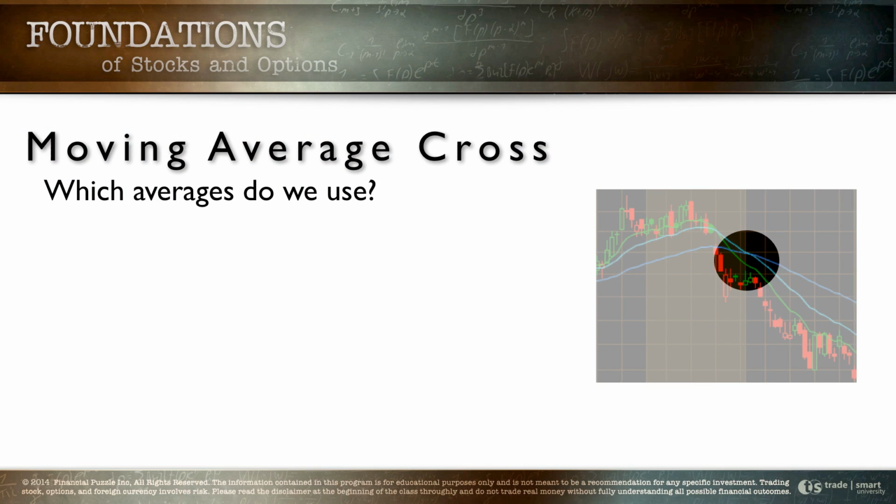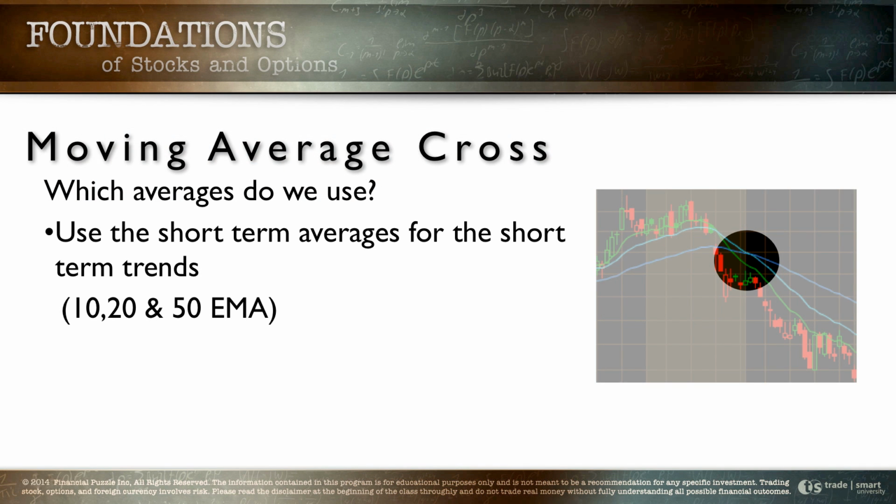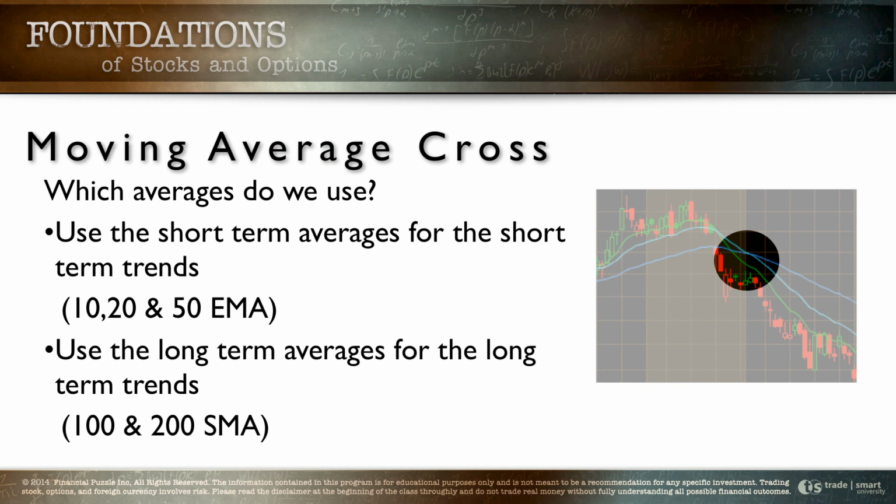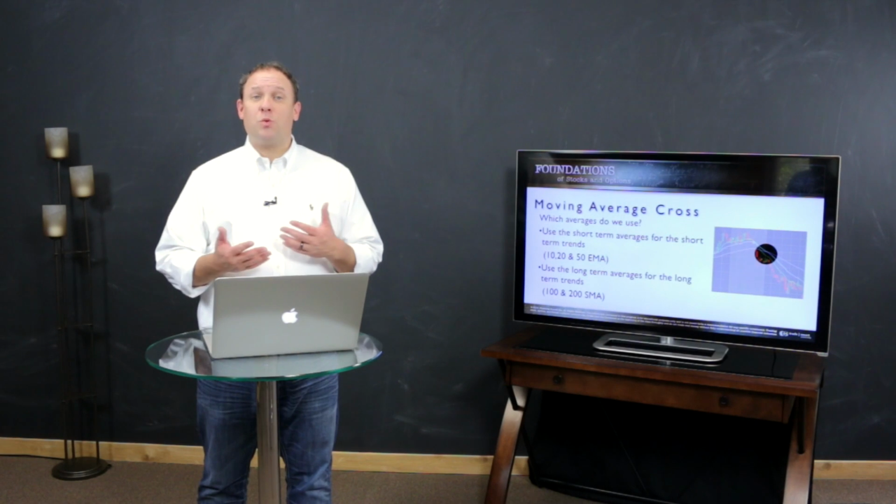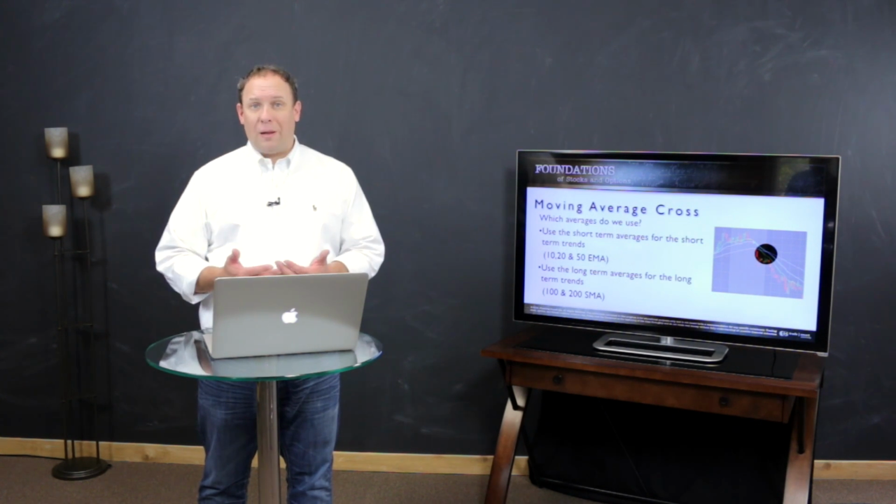Now, with this in mind, when do we use this tool? Well, we can use our shorter term averages for the shorter term trends. That would be the 10, the 20, and the 50. And again, we can use our longer term averages for the longer term trends, the 100 period and the 200 period. In both of these cases, we're using more than one average so we can get the moving average cross, and it will give us a quality signal.